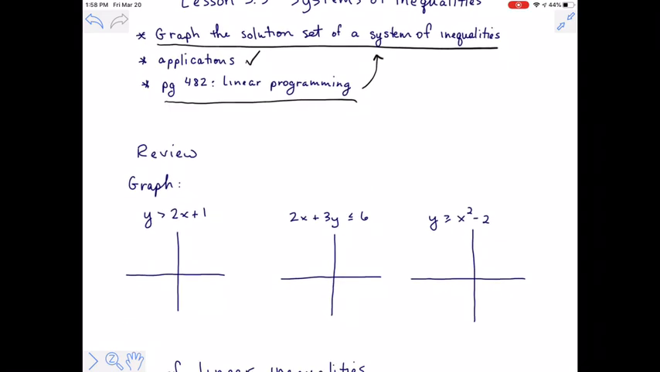So for example, this one here, y is greater than 2x plus 1. 2x plus 1 is linear, it's in slope-intercept form. So we have a y-intercept of 1 and a slope of 2, so up 2 over 1. And the inequality here is just greater than. If it had a greater than or equal to, then it would be a solid line. If it's just greater than, or if it's just less than, it's a dotted line. Since this is just greater than, I'm going to graph this with a dotted line.